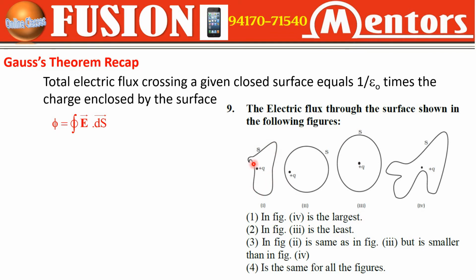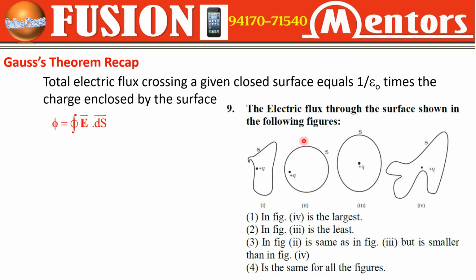The surface is drawn in an irregular manner, somewhere ellipse, somewhere sphere, somewhere irregular path. But each time the total charge inside the surface is the same. Since the charge enclosed is the same, Gauss's theorem says total electric flux is equal to 1 by epsilon times the charge enclosed, which means electric flux is just determined by how much charge is inside the Gaussian surface, inside the closed surface. So whether it's lying here or at the center doesn't matter. But the only thing is it must lie inside the given surface.